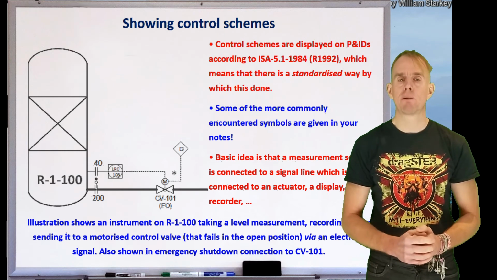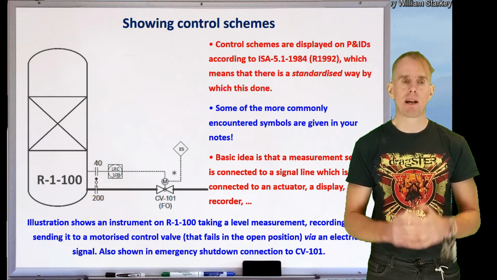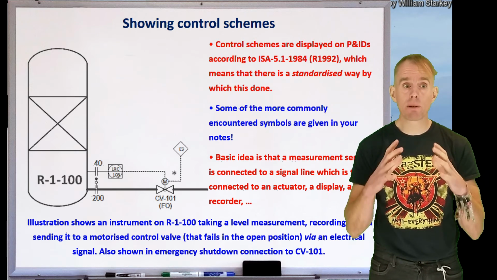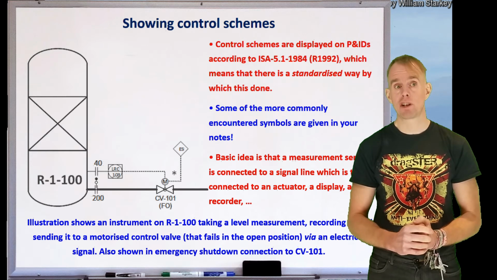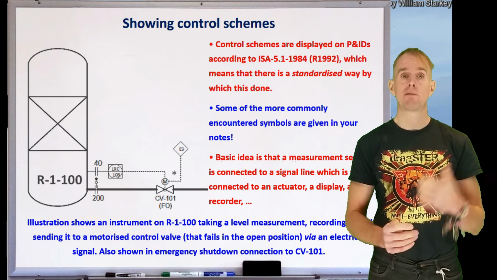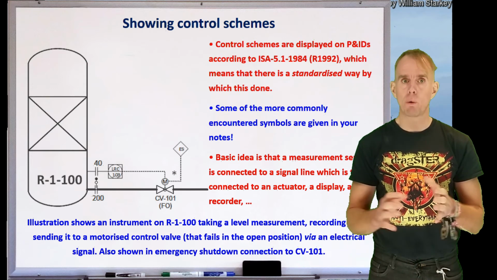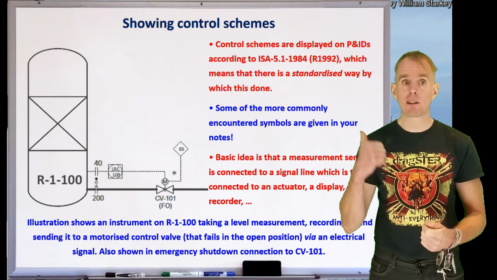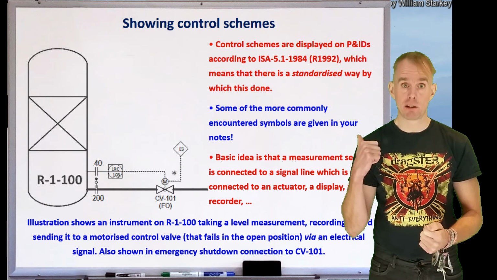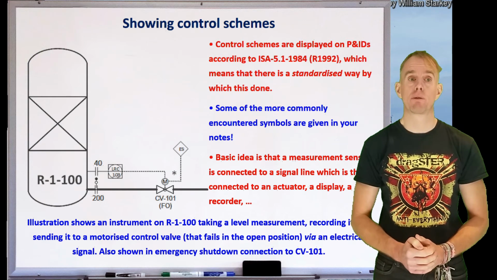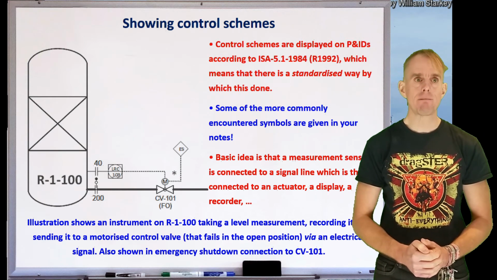Also coming into that motorized control valve is an electrical signal from a diamond which says ES. That diamond with ES in is emergency shutdown. So this particular valve may need to either fail open, fail closed, or stay where it is during an emergency shutdown situation, and hence the signal coming in from ES, the emergency shutdown system, would override any of the normal control systems.